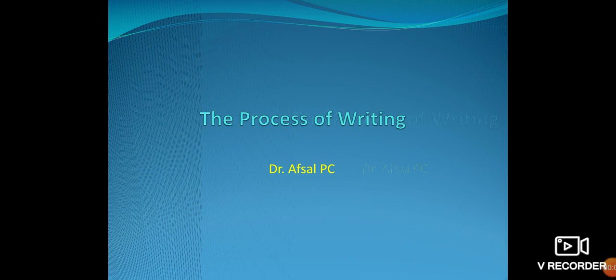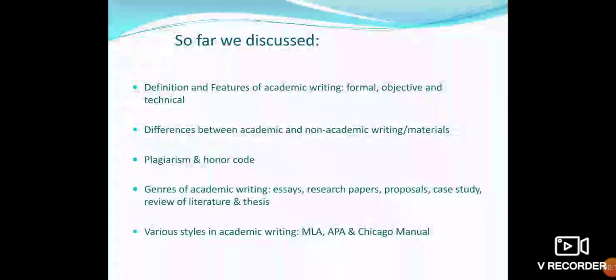Before that, let's see the topics we discussed so far. We have discussed the definition and features of academic writing, its formalities, and the importance of being formal, objective, and technical. We also discussed differences between academic and non-academic writing, as well as academic and non-academic materials. Also, we discussed plagiarism and the honor code, the ethics of academic writing.